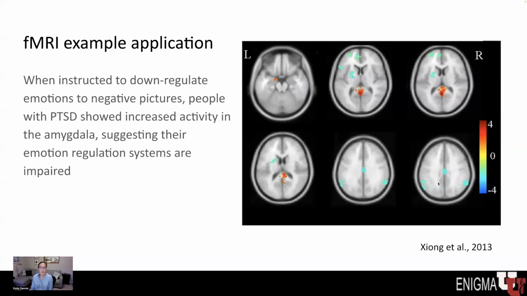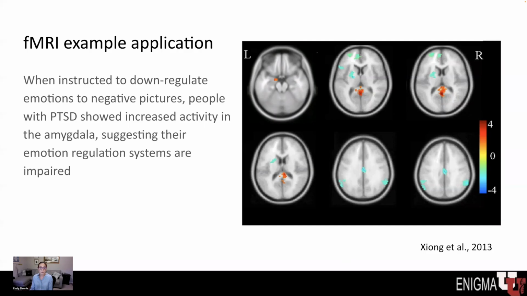And one example here, in this study of people with post-traumatic stress disorder, or PTSD, they were instructed to downregulate emotions to negative pictures. So in the scanner, you can often show a stimulus to somebody. In this example, they were showing negative pictures to people to see how their brain reacted to seeing negative things. And they were told to try to regulate their emotions when they saw these negative pictures.